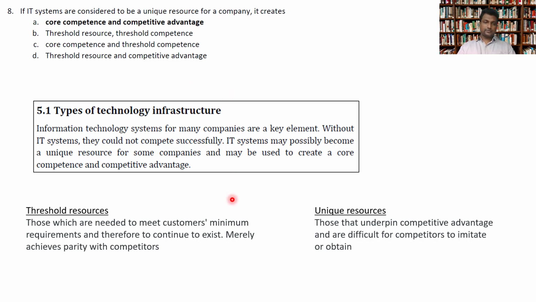But if you look at a unique resource versus a threshold resource, what do you mean by a threshold resource? Threshold resources are those which are needed to meet customers' minimum requirements and therefore to continue to exist. So this merely achieves parity with the competitors. So threshold resources are things that the organization should have at a minimum. Minimum level of resource is a threshold resource.